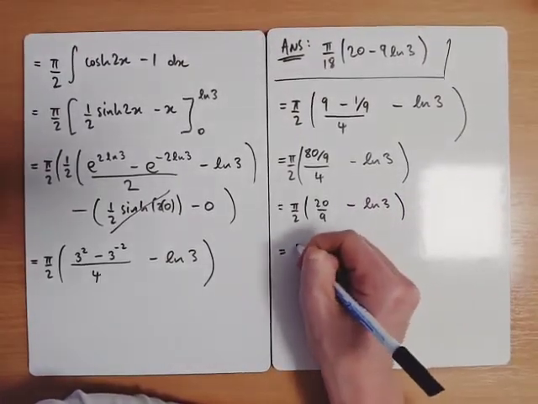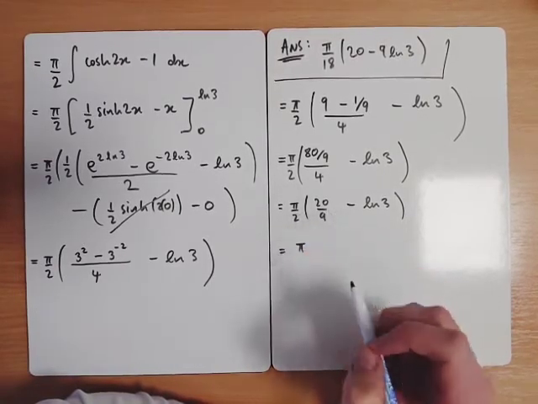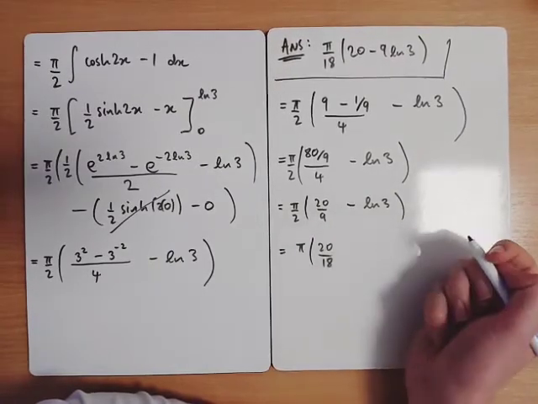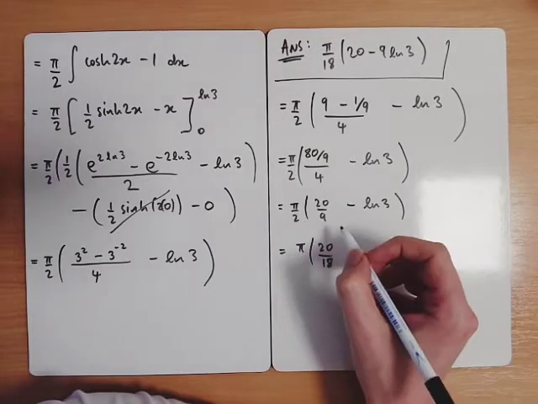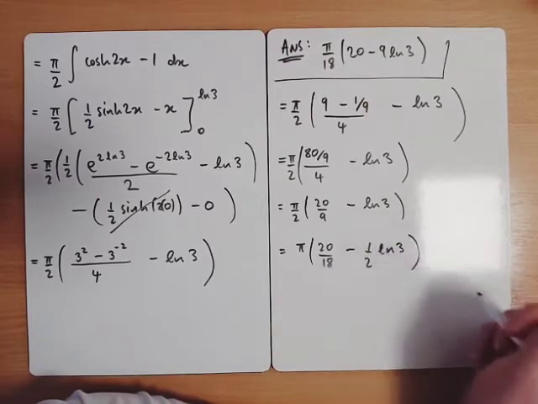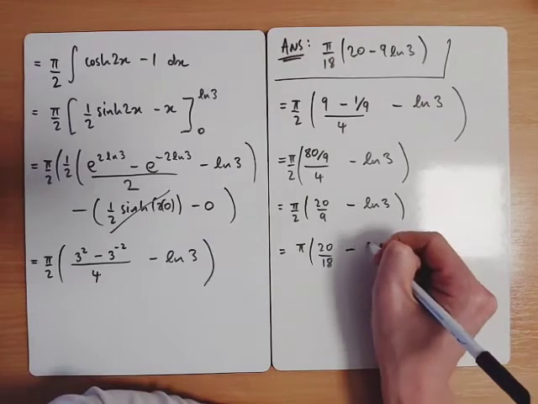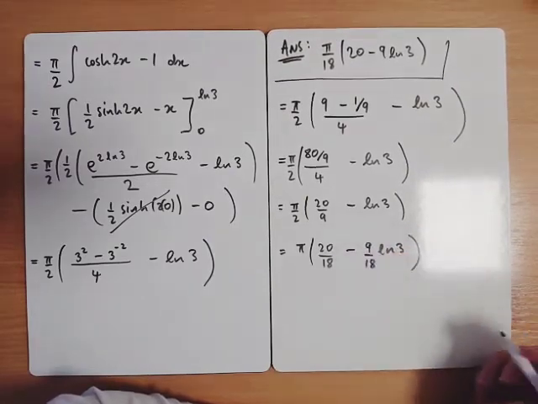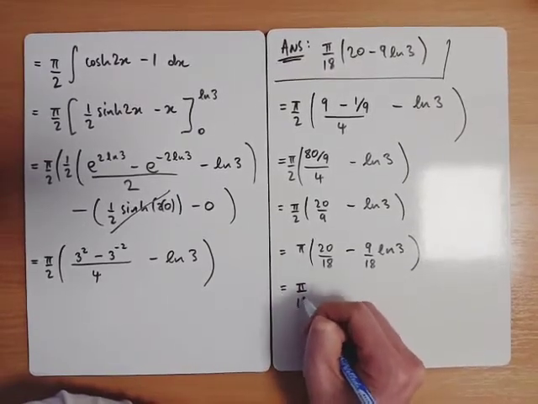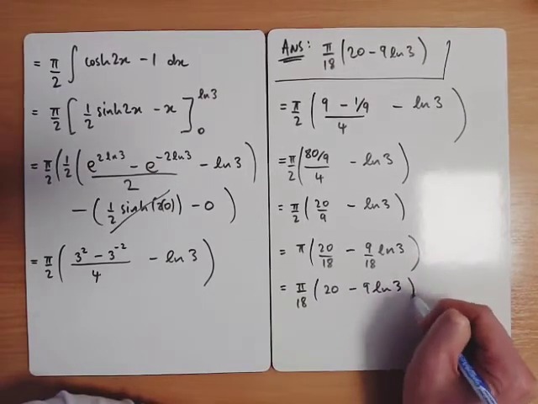So we'd get, multiplying this out, that would become 20 over 18, and then minus a half ln 3. So we can think about this 1/2 as 9/18, which allows us to take the 18th back outside. As required.